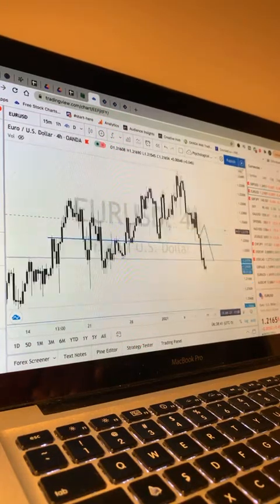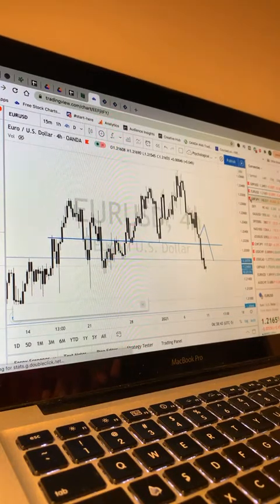I can only trade what I see. Never want to force the market to do anything that it doesn't want to do.